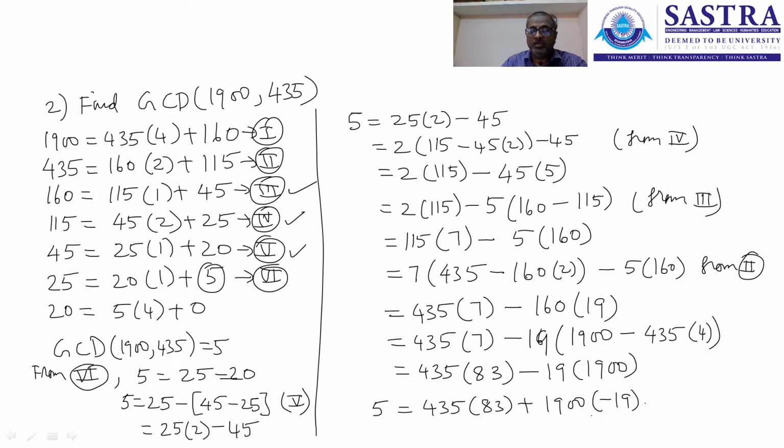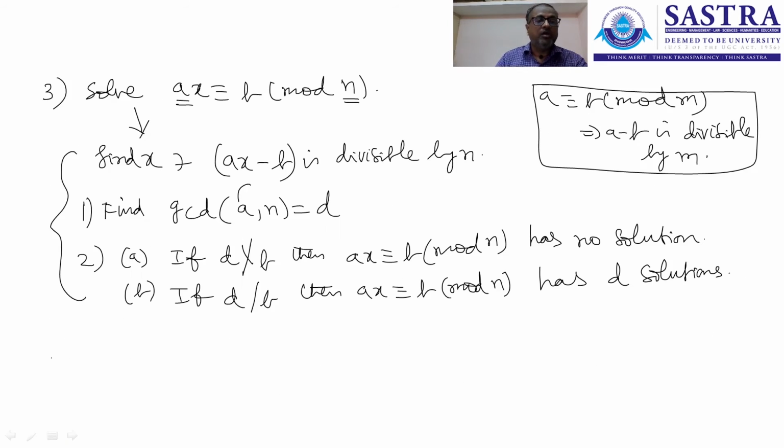Let me see whether the working that we have done here is right. So now you have like this, 14 into 9. Good. So this would give you the required solution. So now we have completed the solution of the second problem, namely finding the GCD of 1900 and 435. So now the third part is solving.